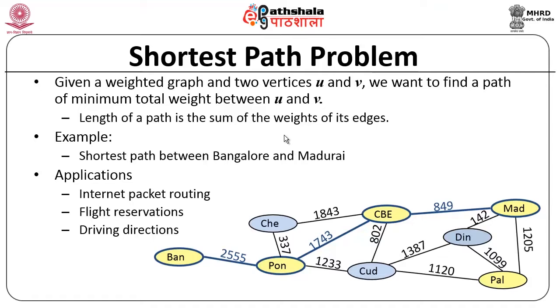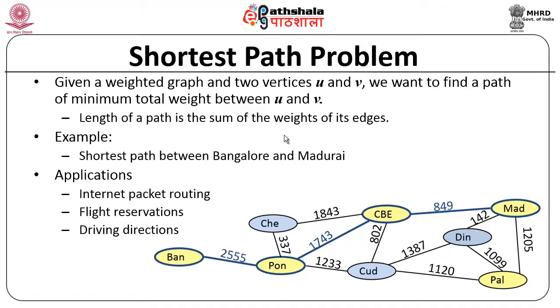Sometimes it is called total weight, sometimes it is called length, sometimes it is called distance, it does not matter. So, the length of the path is the sum of the weights of its edges. That is how we are defining the minimum. Why are we saying distance? Because we are talking about shortest. So, for example, you want to find the shortest path between Bangalore and Madurai. So, that is an example.